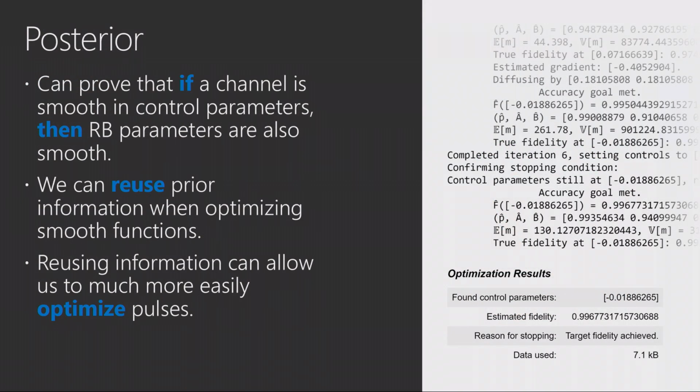So to put this all together, where did we end up from this? We proved that if a channel is smooth in the control parameters, then the randomized benchmarking parameters are also smooth. And that lets us reuse prior information when we optimize that smooth function. Reusing allows us to optimize very efficiently. So that's Bayesian ACRONYM tuning, and it works, using very little data.